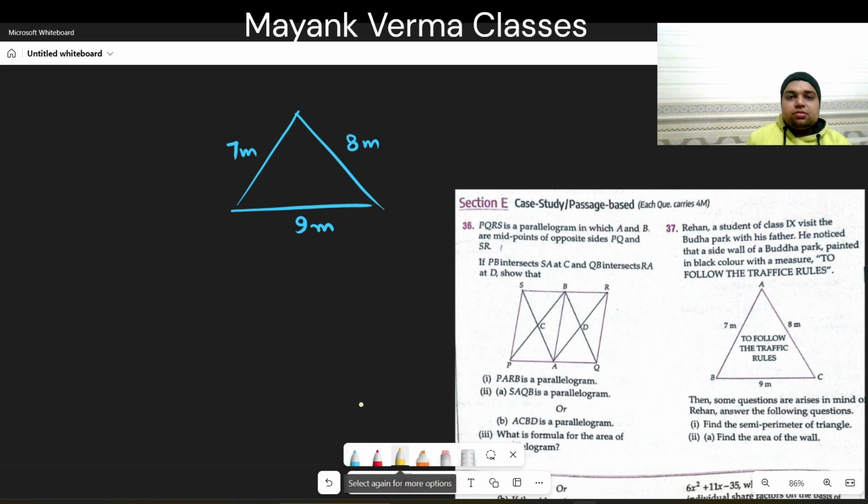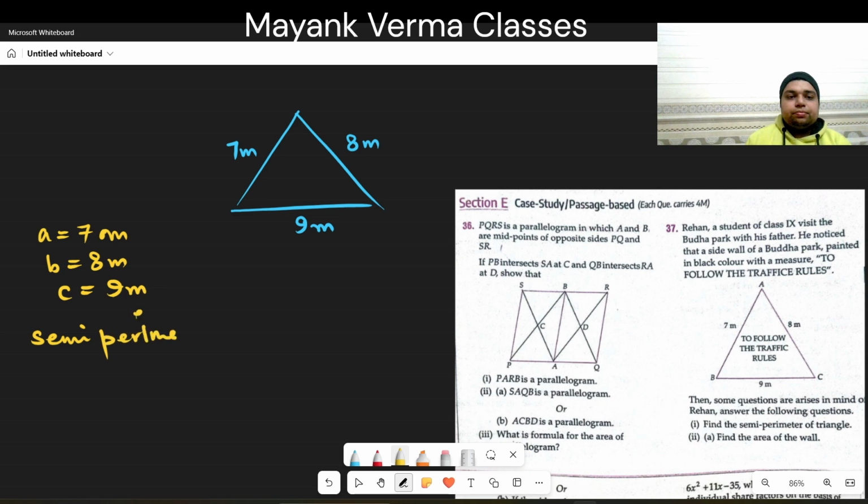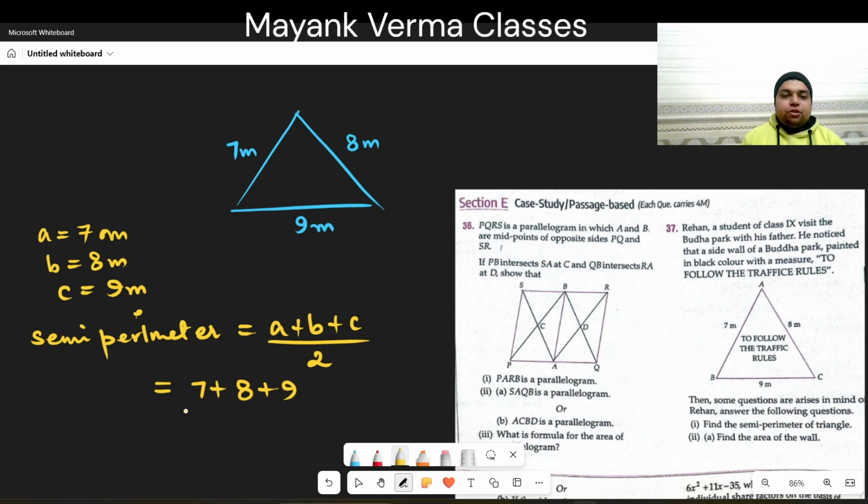semi-perimeter of this triangle. So let's say A is equal to 7 meter, B 8 meter, C 9 meter. So semi-perimeter will be equal to A plus B plus C upon 2. Semi means we just divide it by 2 or find half of the perimeter. Okay, so this will be 7 plus 8 plus 9 upon 2. So 7 plus 8 is 15, 15 plus 9 is 24, 24 upon 2 is 12. So 12 meter will be the answer for the first part.